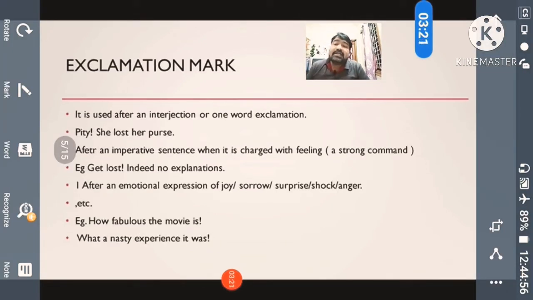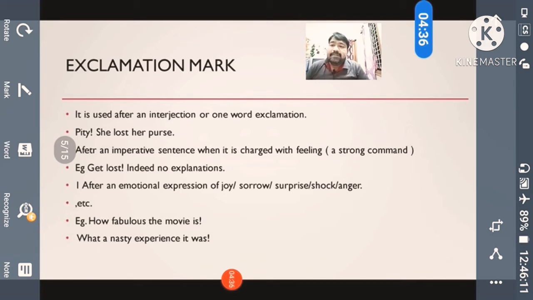From these end punctuations, the third one is the exclamatory mark. The exclamatory mark is used after an interjection or one-word exclamation. Let us see the example: Pity, she lost her purse, showing pity. After an imperative sentence, when it is charged with feeling, a strong command or expression, we can also use the exclamatory mark. Example: get lost, stop nonsense, stop talking and get out of my class. In such situations, we can use exclamatory marks.